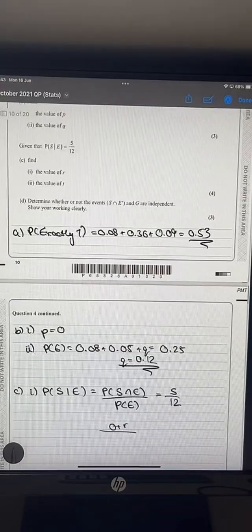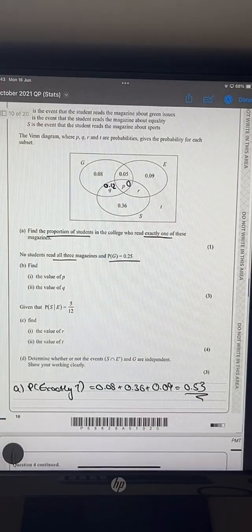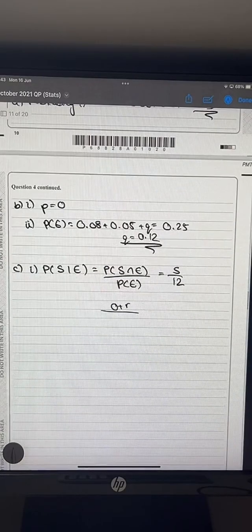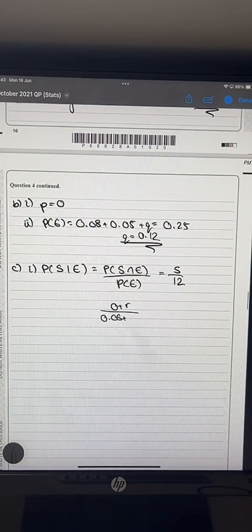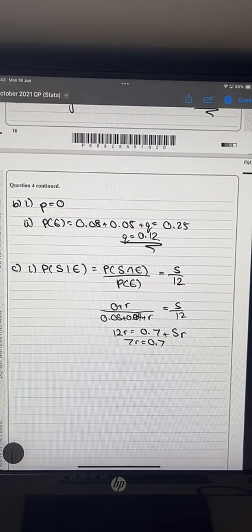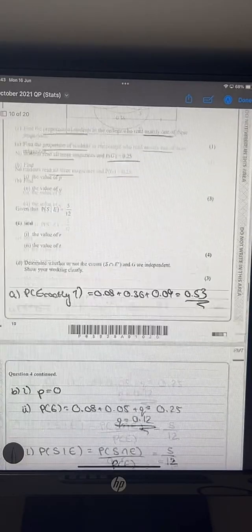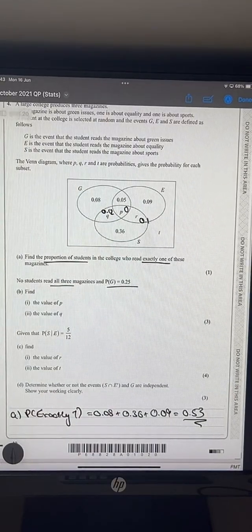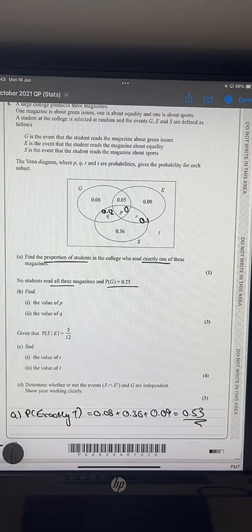And what is the probability of E? That's 0.05 plus 0.09 plus R. So that is 0.05 plus 0.09 plus R. That is equal to 5/12. If I cross multiply across, I get 12R is equal to 0.7 plus 5R. 7R is equal to 0.7 and R is equal to 0.1. It makes sense because probabilities are all less than 1. You know, if you get a value greater than 1, you're wrong somewhere. So there's R. And now how am I going to find T?